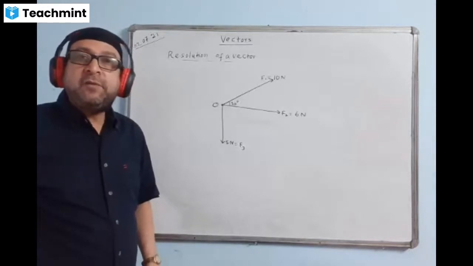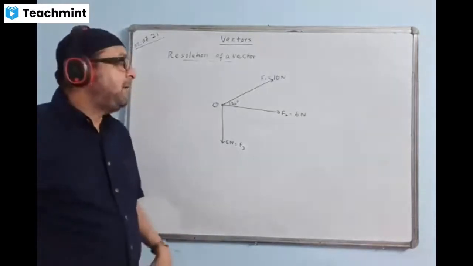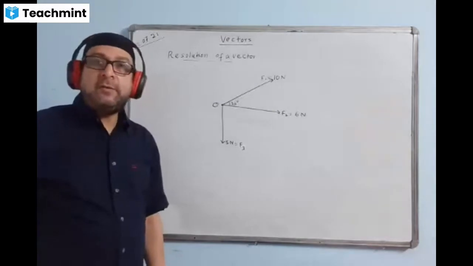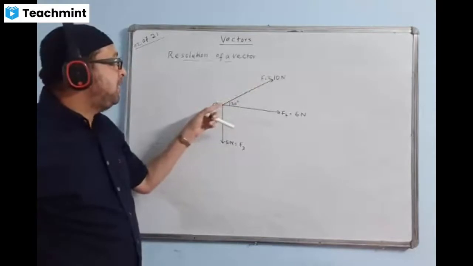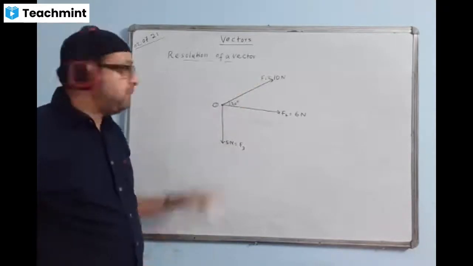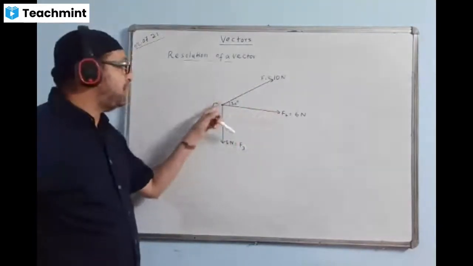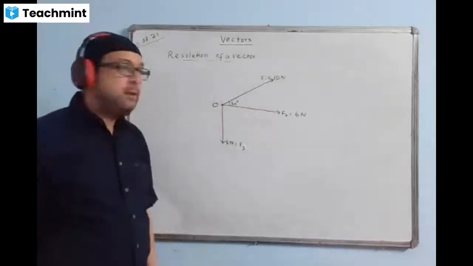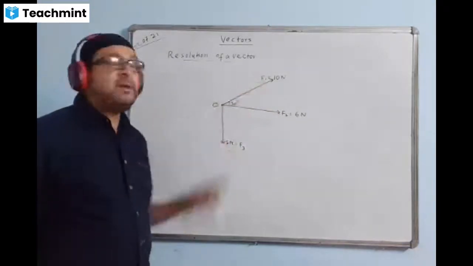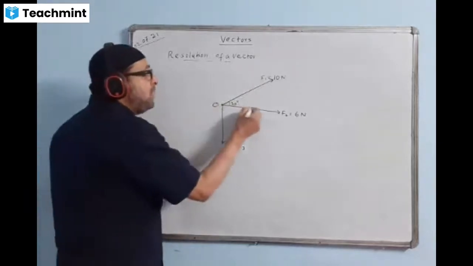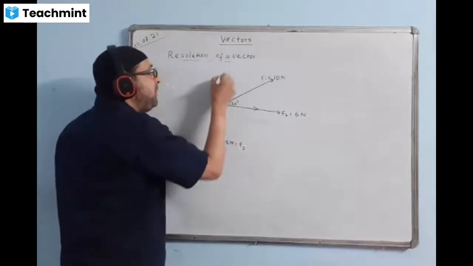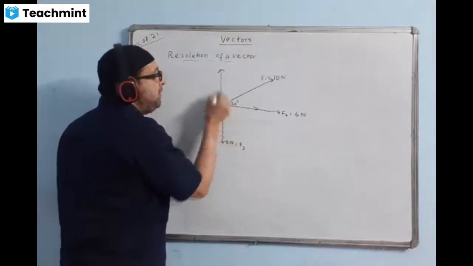So F1. Yes, very good. We can break only F1 into components. We see F1 is not horizontal, not vertical. This one is exactly horizontal, we will not break it. This one is exactly vertical, we will not break it. But F1 is neither horizontal nor vertical, so this one we will break. How to break? One component comes here, one component will be here, like this.